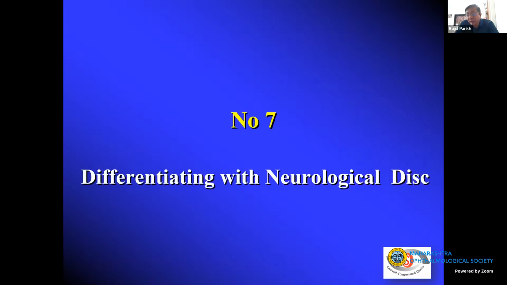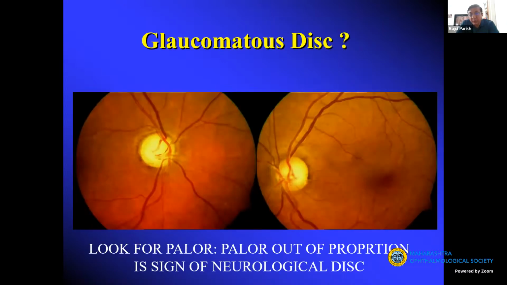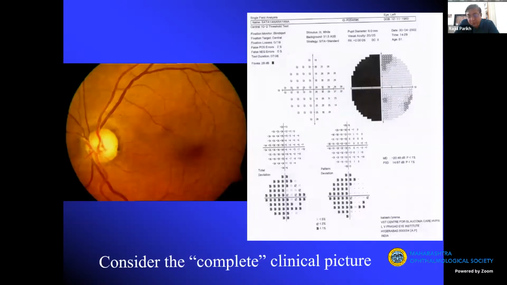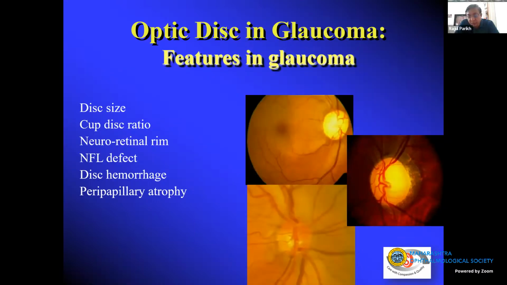And the last differentiation is from the neurological disc. Here you have to know the basic principle that pallor out of proportion to cupping is neurological. Whenever you doubt, anyway we require perimetry for the glaucoma workup, so do a perimetry. A field respecting the vertical meridian is neurological. So disc size, cup disc ratio, neuroretinal rim, NFL defect, disc hemorrhage, peripapillary atrophy are all signs we should look for, and there are some more. I'm not going to go into detail.